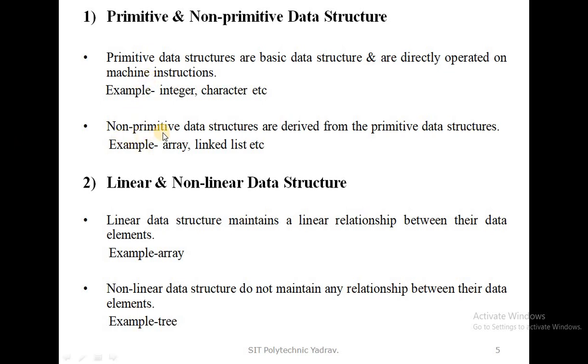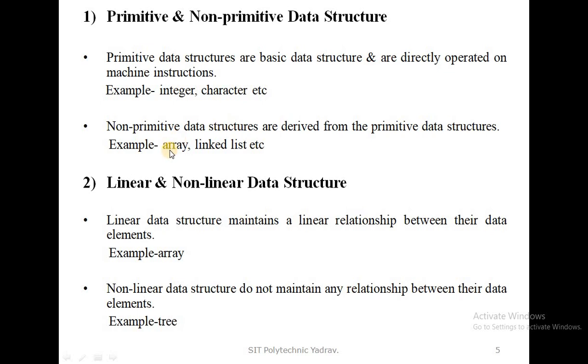Which are the non-primitive data structures? Non-primitive data structures are derived from the primitive data structures. For example, array, linked list, etc. Means what? Which are the non-primitive data structures? They are derived from primitive data structures. Which are the primitive data structures? For example, integer, character, that are used to derive the non-primitive data structures.